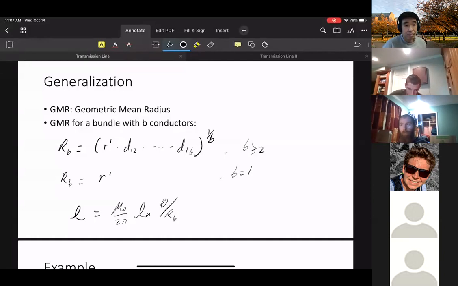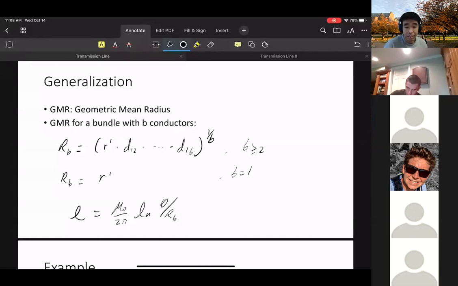Any questions for this? I know this is some equations without much derivation, but at least we should remember intuitively where these numbers come from, and why we construct the lines the way we do. This gives one reason why we bundle: effectively it's a bigger wire. So let's do some examples before the end of class.